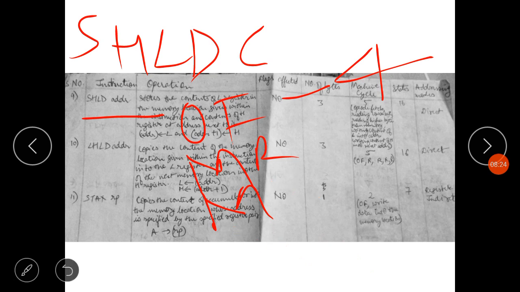Now the next instruction. As I have told you, in SHLD address the content of the HL register pair will get stored in the memory location. So the next instruction that I am going to discuss is LHLD address.